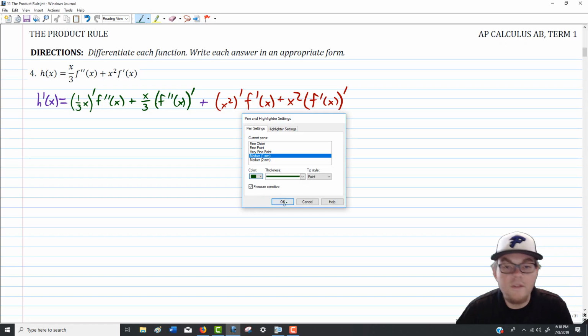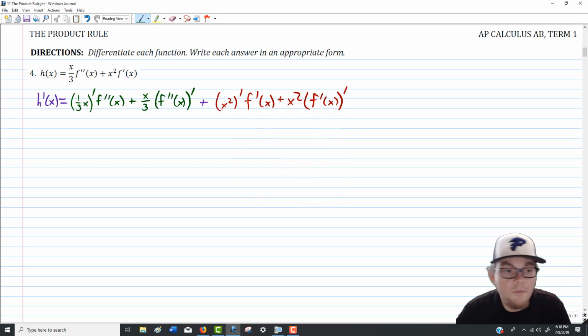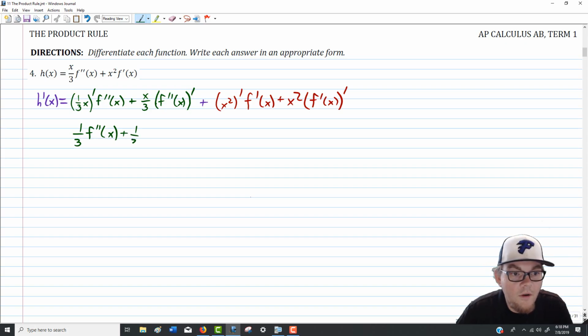So there is what we're going to be differentiating. We've got to somehow bring all this stuff together too, if possible. So let's go ahead and start simplifying. I'm going to start with the green, or the one on the left for those of us who are colorblind. So the derivative of 1/3 x is 1/3. So we get 1/3 f double prime of x. On the next one, the derivative of f double prime would be one derivative more, which would be f triple prime. So this will be plus 1/3 x f triple prime of x.